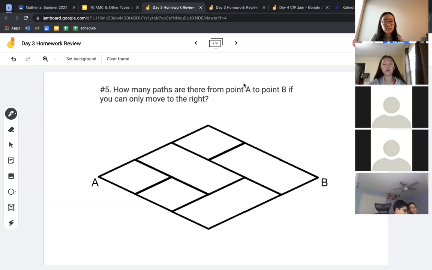Okay, so if you remember from yesterday, it kind of looks like this, with numbers written on these little corners. And the number on this final corner is your answer. So how we do this is you calculate the number of paths you can take to get to each of these corners.